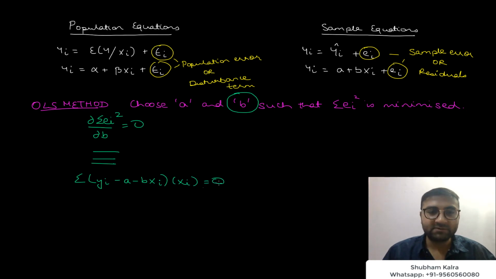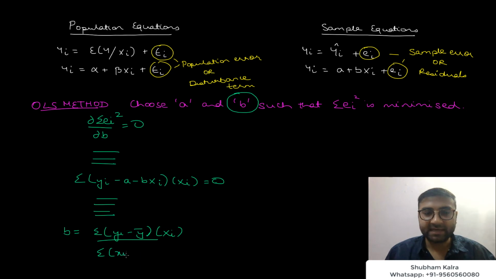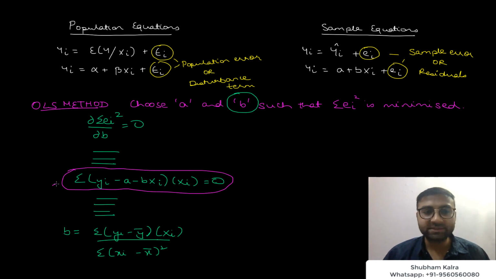Then we keep solving this further, and we get that b is equal to summation of yi minus y bar multiplied by xi, divided by summation of xi minus x bar whole square. Okay, so this is what we get. Now once again, let's understand the linkages. Take a look at this equation. How do we get it? We do the partial differentiation, then we do some math, we get this equation, then we keep on solving further, and we end up with this formula.